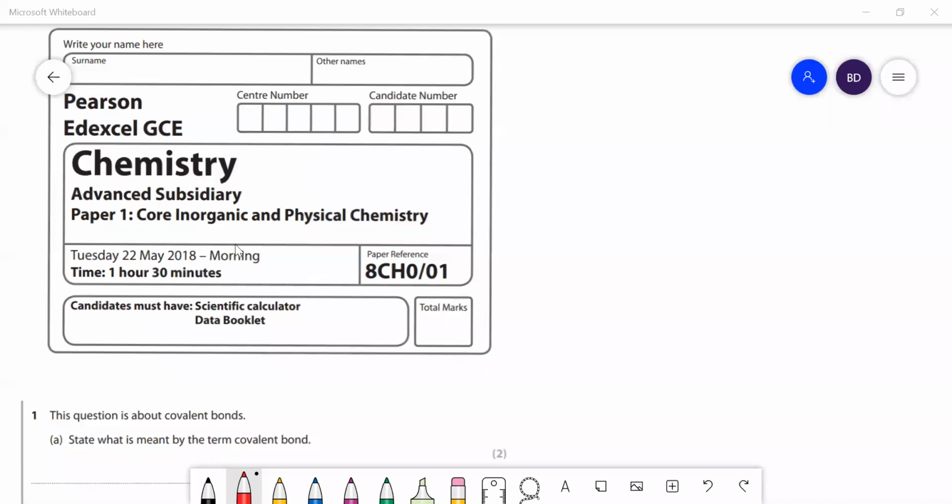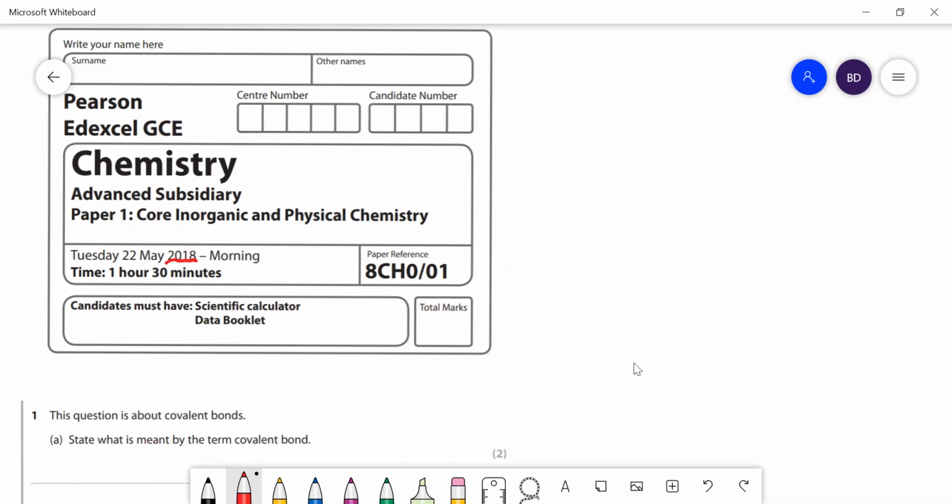In this video, I'm going to go through the Edexcel AS paper from 2018. This is going to be paper 1. I'll just do the first half of this exam in this video, the second half in a later one.